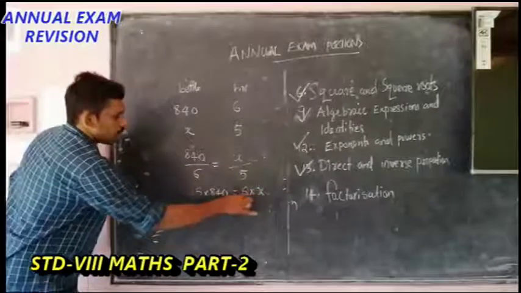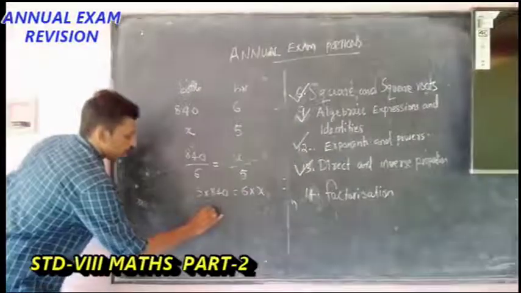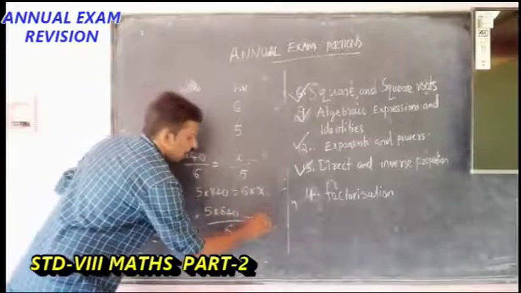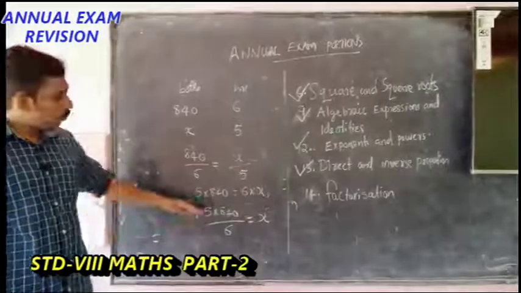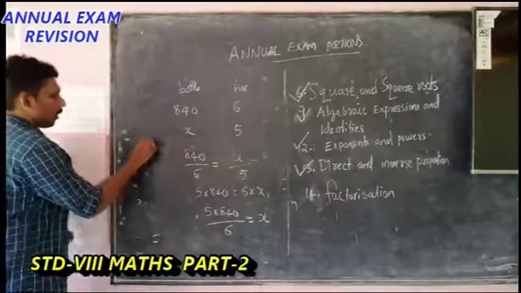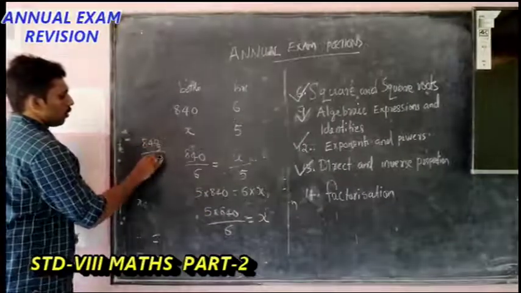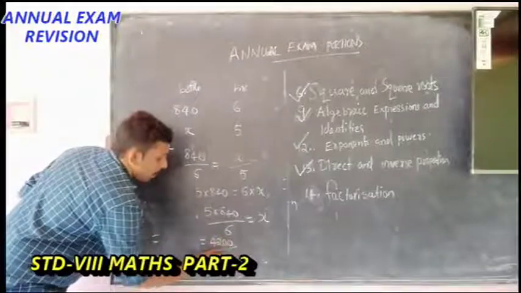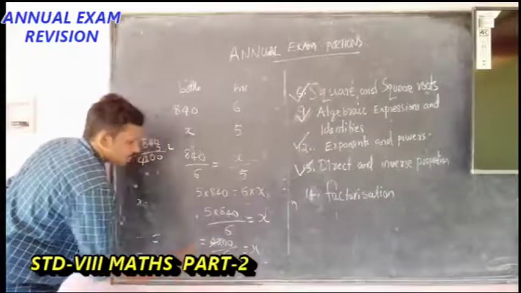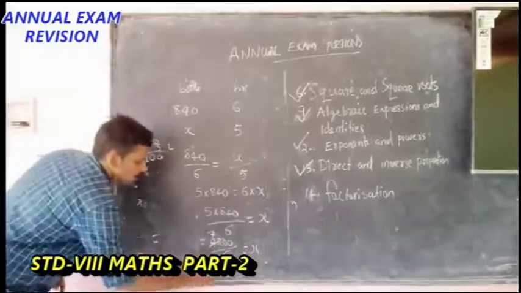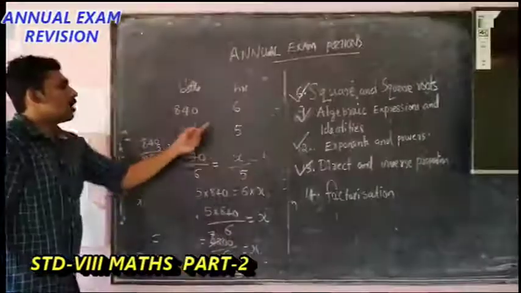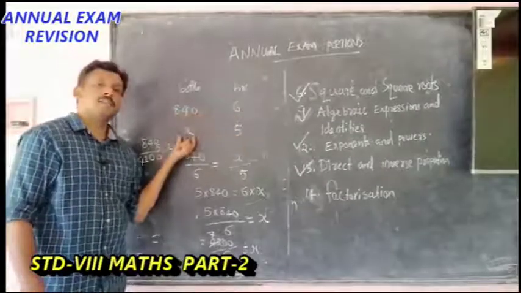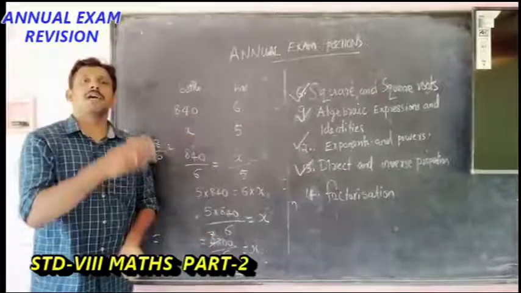Cross multiplication. Next we want to find how many bottles. So 5 into 840 divided by 6 equal to x. Then x is equal to 4200 divided by 6. Then 42 and 6 cancel, 7 sixes are 42. So x equal to 700. That means in 5 hours we can fill 700 bottles. In 6 hours 840, in 5 hours 700. That means it is a direct proportion.